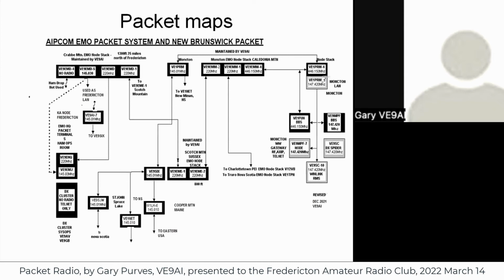This is one of the packet maps, and this is one I drew up. It's just mainly for our area in Moncton. But since I did this, Ron in PEI has made up all new maps and has them on his site. But this just shows up here at the top. This is the EMO node up at Crabbe Mountain.